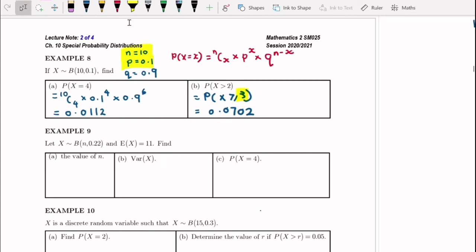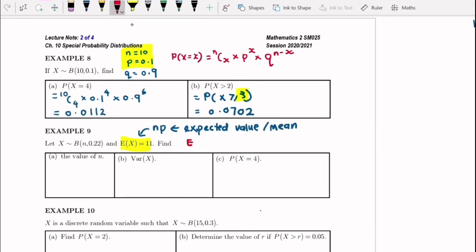Let x be binomially distributed with n and p equals to 0.22 and ex equals to 11. Find the value of n. So, for this question, first we need to know ex equals to np. So, what is ex? Ex is expected value or mean.